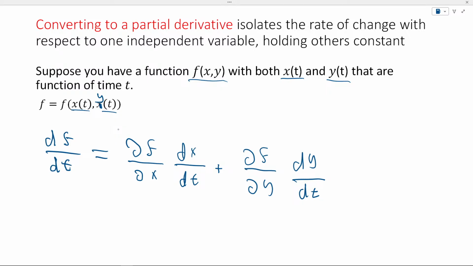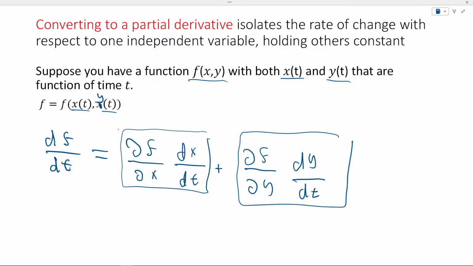But why do we have two of them here? Because remember, partial derivative, this is the contribution from x, and this is the contribution from y. So you have to add them, and that would be your total derivative.